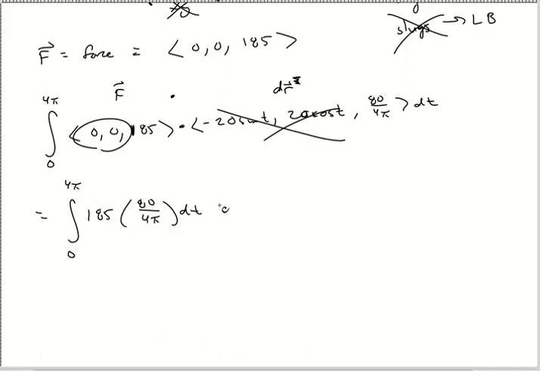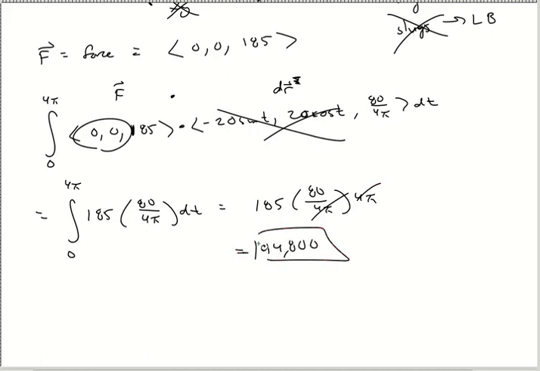You don't even have a t here, so you just add a dt, go ahead and tack on that 4 pi. The 4 pi's are going to cancel. 80 times 185 is 14800, and now you've done work. This is work, which is now measured in foot-pounds. Okay, so again, pounds was force, work is foot-pounds.